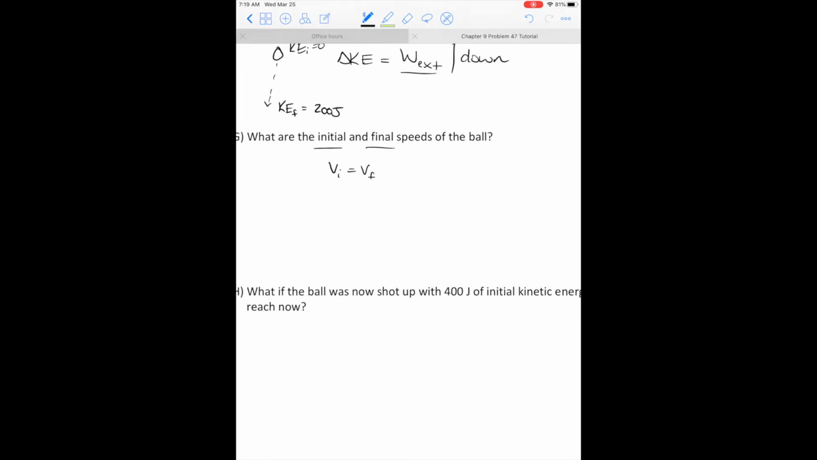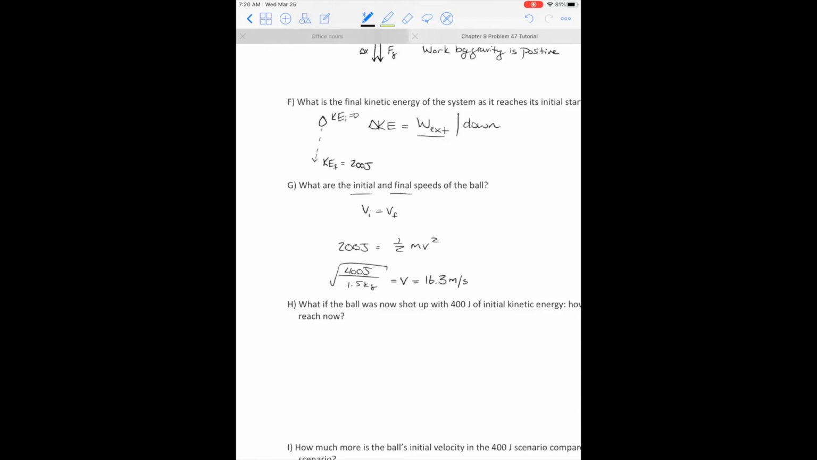And now I can actually plug 200 joules into our 1/2 mv squared equation. If I throw 1/2 on the other side, I get 400 joules divided by my mass, 1.5 kilograms. Let's throw that all under a square root. That would give me my velocity. When I calculate my velocity, I get 16.3 meters per second, which is pretty reasonable.